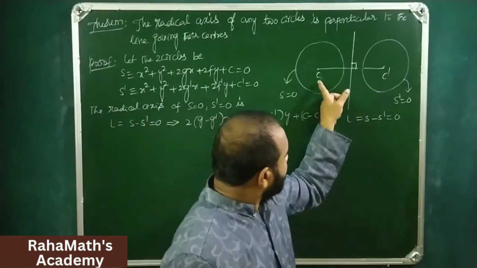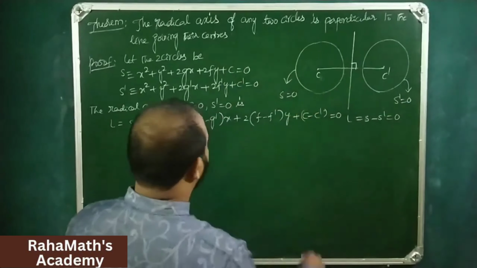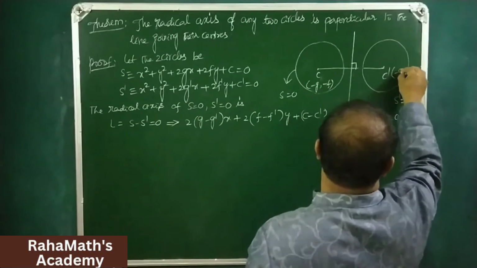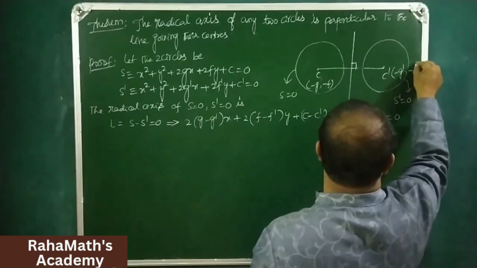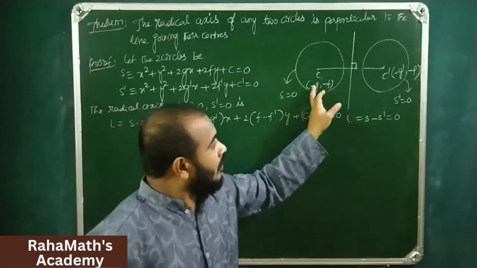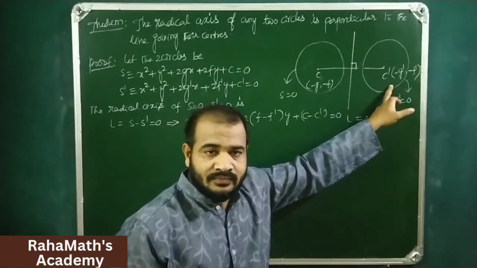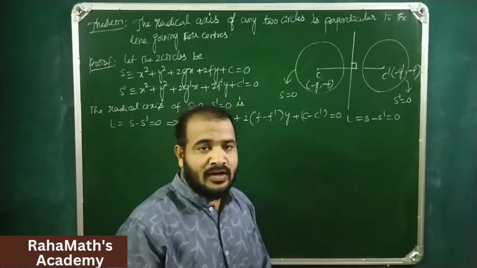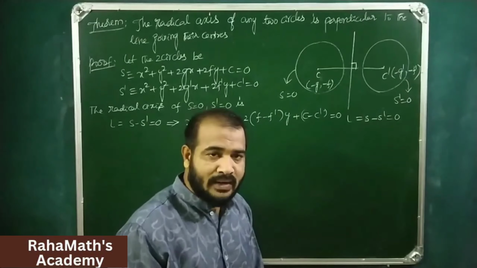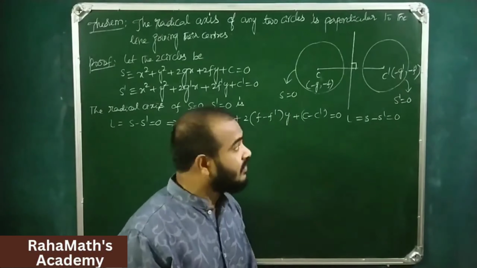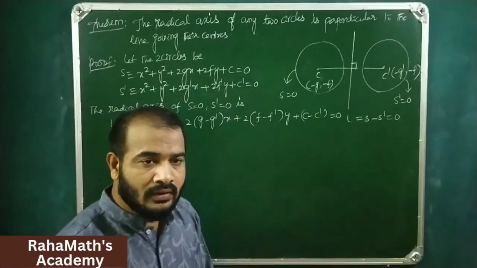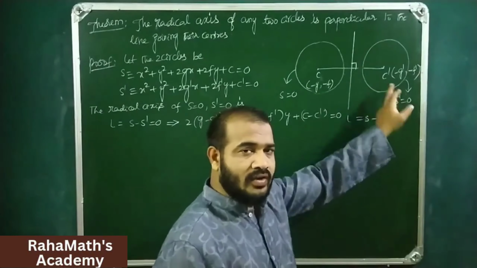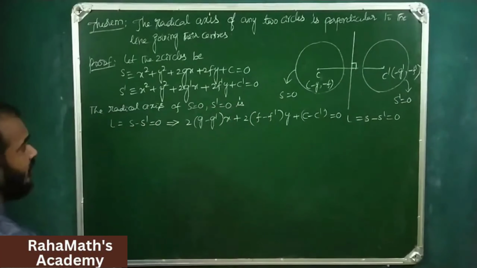What is the center of the first circle? Minus g, minus f. What is the center of the second? Minus g dash comma minus f dash. So then what is the slope of the line joining them? For x1 y1 and x2 y2 it is y2 minus y1 by x2 minus x1, the difference of y coordinates by the difference of x coordinates. So let us find the slope of this.